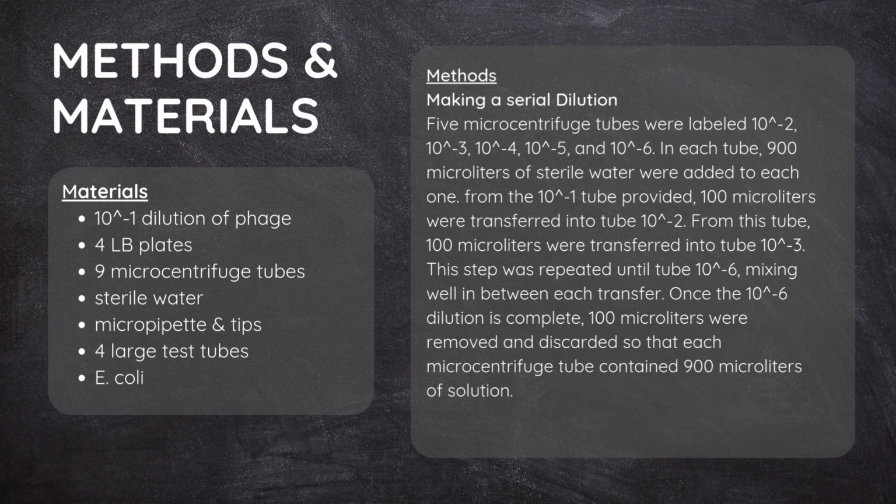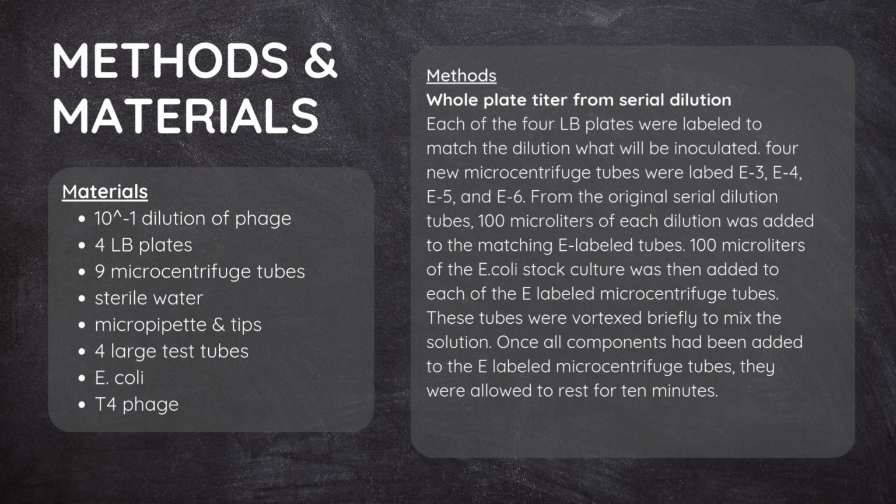Starting from the 10 to the negative 1 tube provided, 100 microliters were transferred into the tube labeled 10 to the negative 2. From this tube, 100 microliters were transferred into tube 10 to the negative 3. This step was repeated until we reached tube 10 to the negative 6, mixing well in between each transfer. Once the 10 to the negative 6 dilution was completed, 100 microliters were removed and discarded so that each microcentrifuge tube contained 900 microliters of solution.